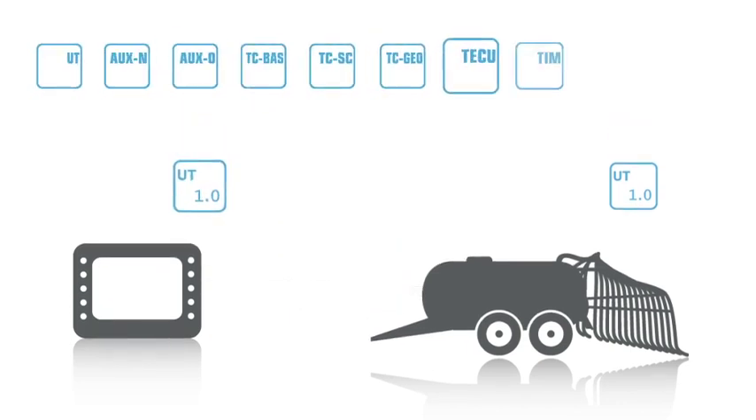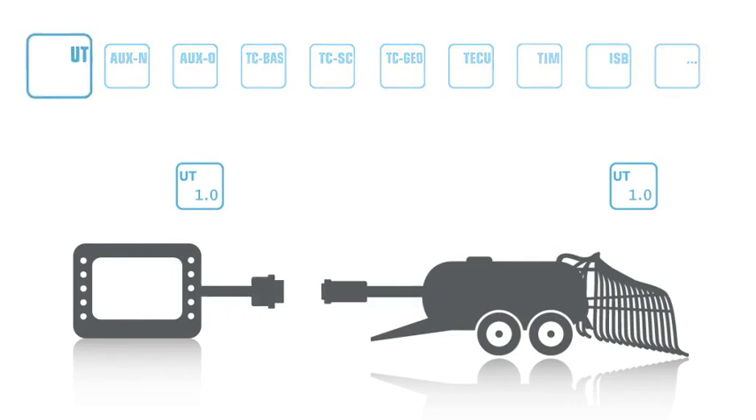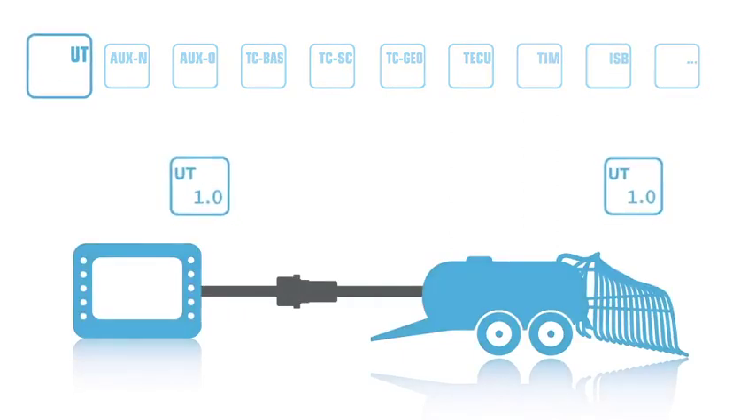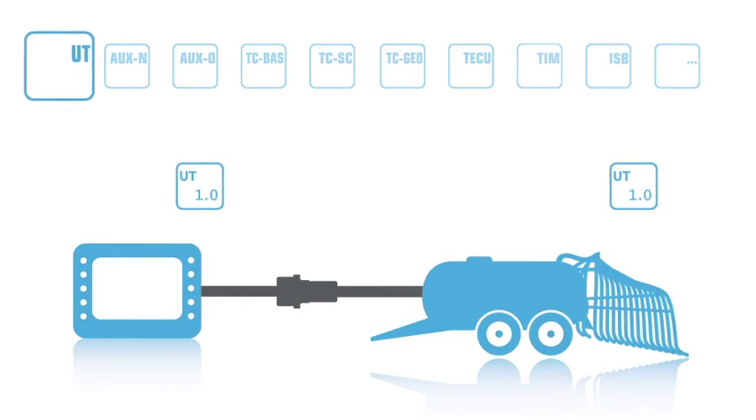The functionality UT means the option to operate an Isobus device using any terminal, UT, and to operate many different devices using a single terminal. In this way, one Isobus universal terminal can replace the need for a multitude of attachment-specific terminals on the tractor.